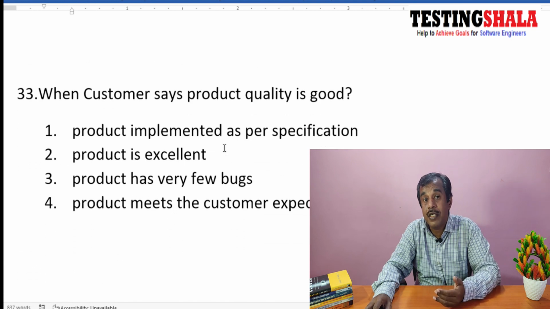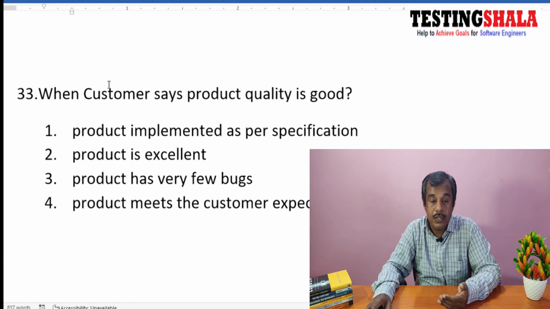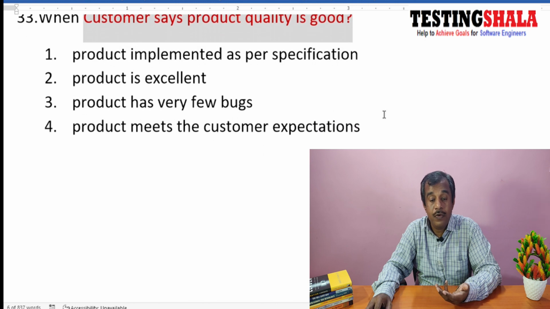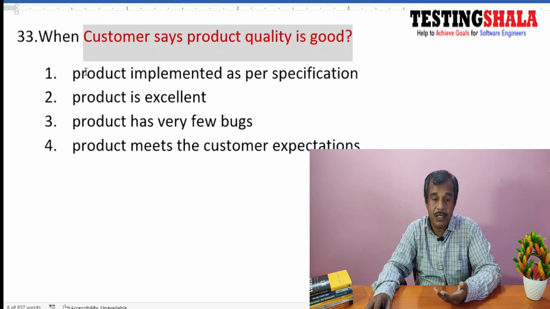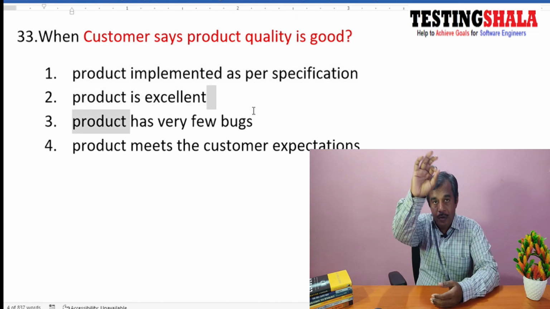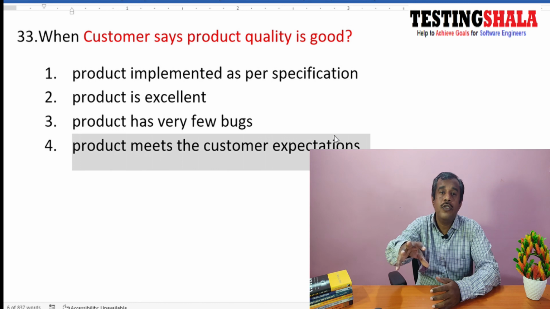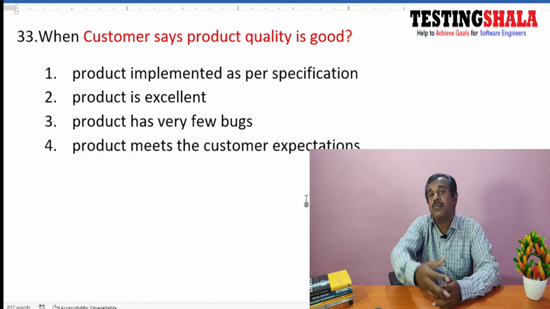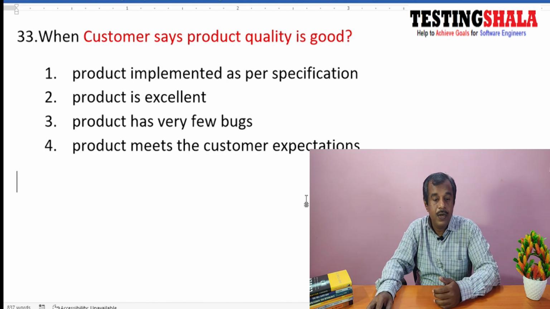When the customer says the product quality is good, the product is implemented as per the specification, the product is very excellent, the product has very few bugs, the product meets the customer expectation. When a customer says the product quality is good, that means the product which we implemented is meeting the customer expectation. That is the right answer. Any product which meets the client or customer expectation is of good quality.